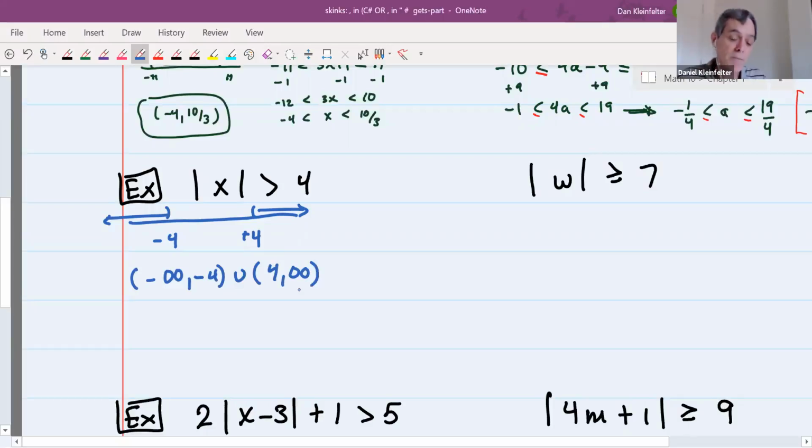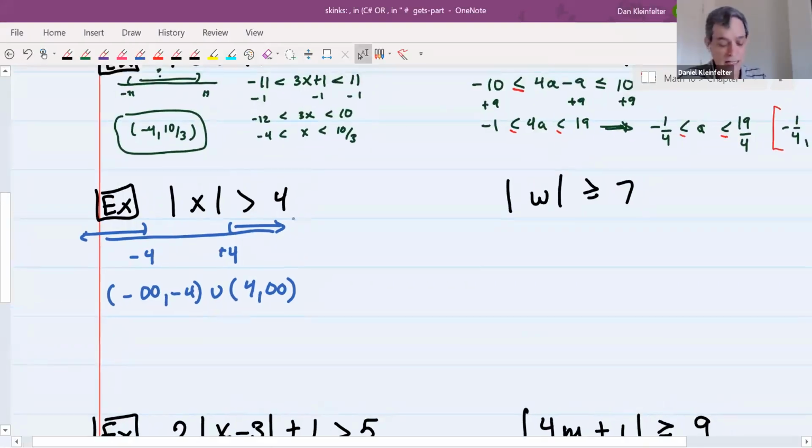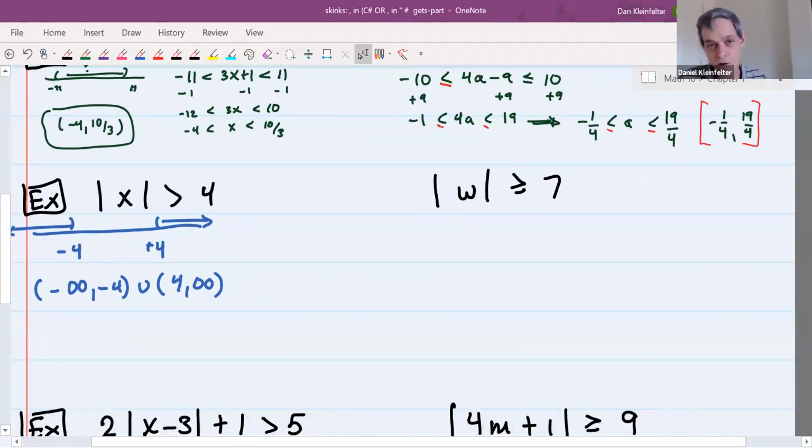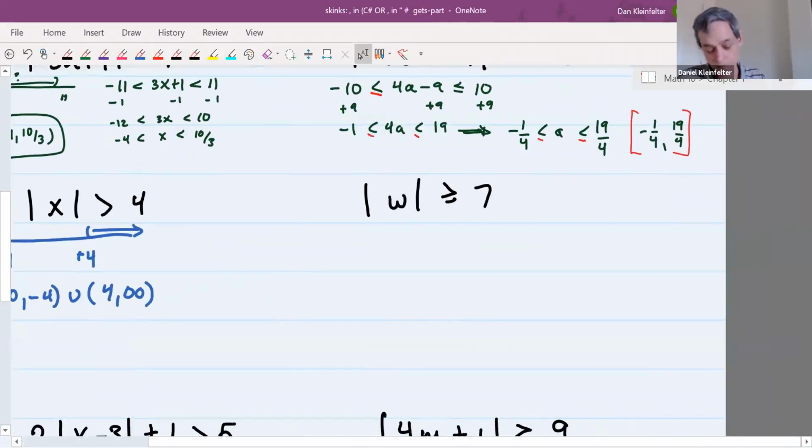For this type, where it's always absolute value greater than some number, you will always get 2 separate intervals connected with a union sign, unless it's some kind of weird no solution or all real numbers sort of thing. 2 intervals separated by a union sign.